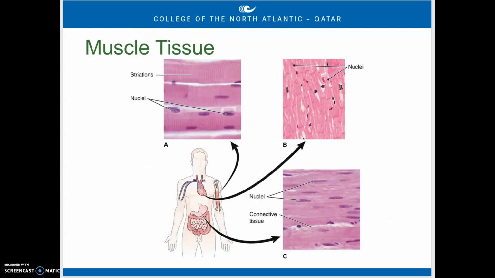So looking at here, this is going to be the skeletal. And those stripes, the striations, that's what I was talking about earlier. And you can see there's lots of nuclei there. This is going to be the cardiac. We can't see the actual fibers, but if you look at these dark lines right here, those are those intercalated discs that I talked about on the last slide. And then finally down here, this is going to be the smooth muscle.